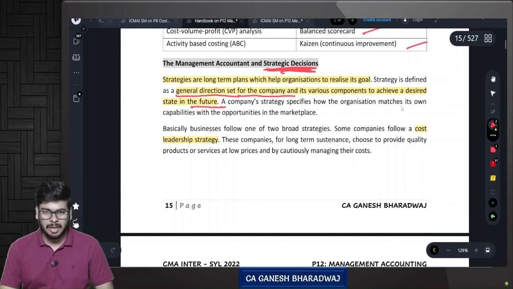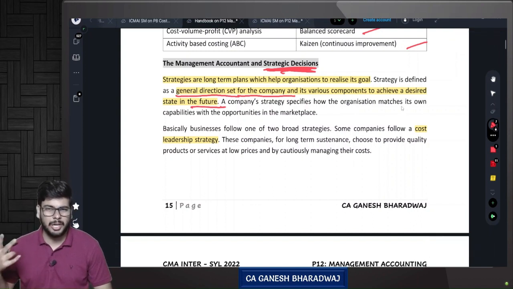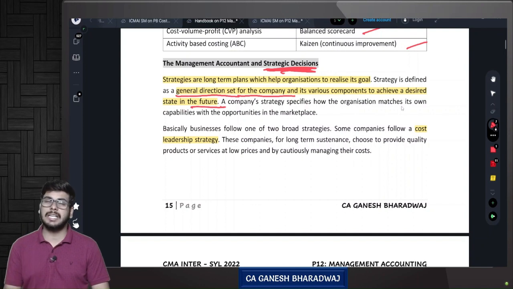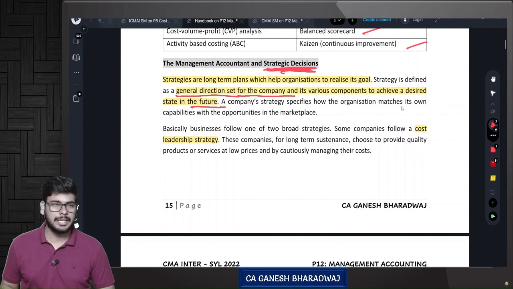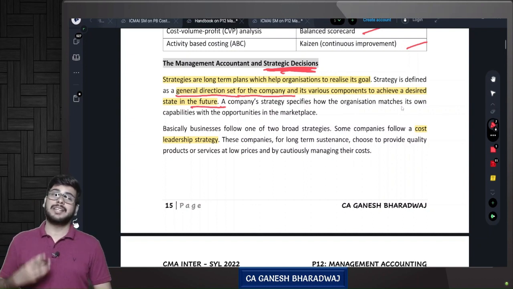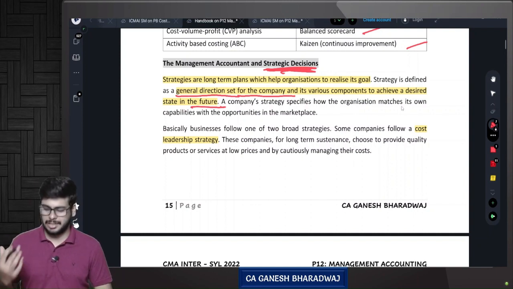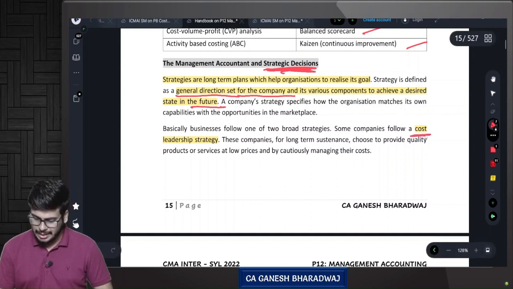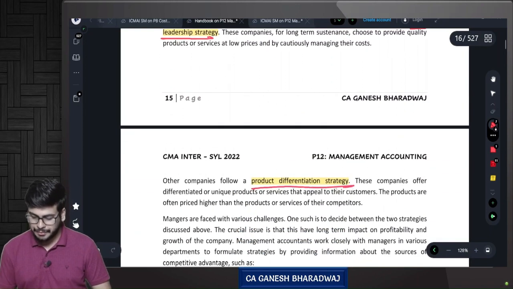So with respect to strategic decisions, there are broadly 2 strategic decisions, which technically is a part of your strategic management paper. You have a separate paper for that, I think for 50 marks. It is not a part of our syllabus, but since it is related, we are talking about management accounting in this area. There is something called a cost leadership strategy, and there's something called a product differentiation strategy.